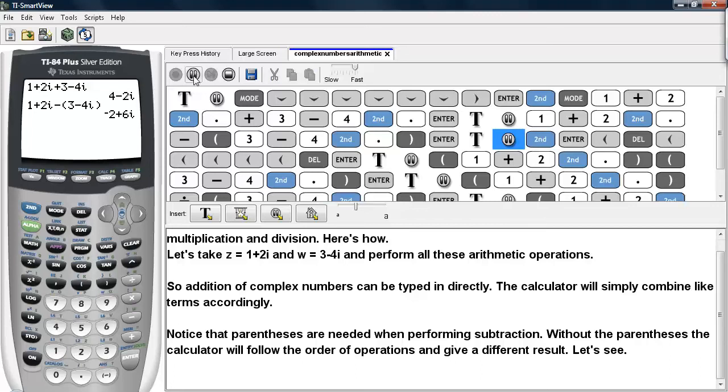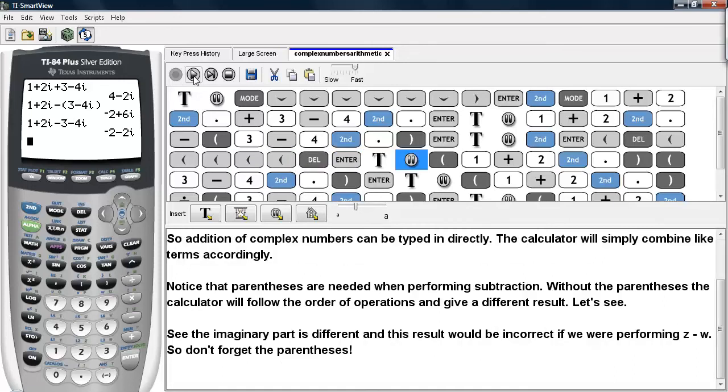And let's see what happens if we take that previous entry and remove the parentheses. See, the imaginary part is different, and this result is actually incorrect if we were performing a subtraction. So don't forget your parentheses when you subtract these complex numbers.